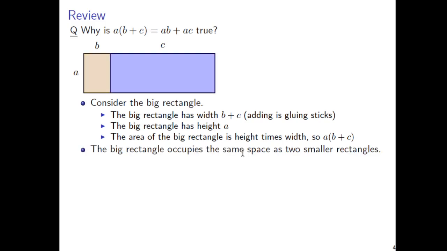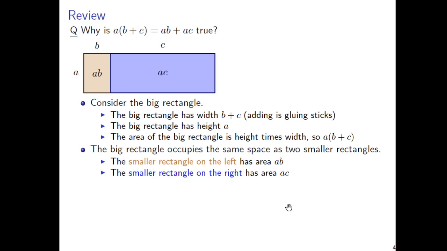Now, the other thing we can do is notice that the big rectangle occupies the same space as two smaller rectangles. The little one on the left, in a tan color, has area AB. And of these two smaller rectangles, the one that's considerably wider has area AC, the blue one. And so the total area is AB plus AC.